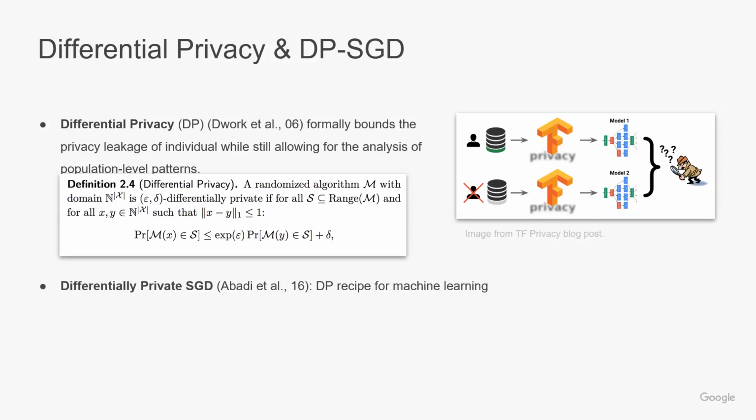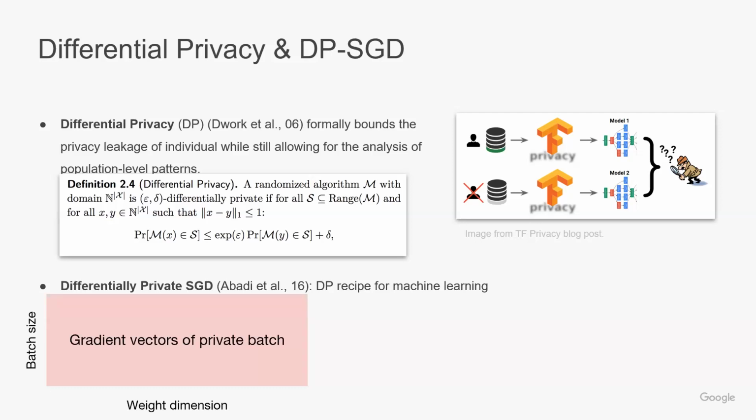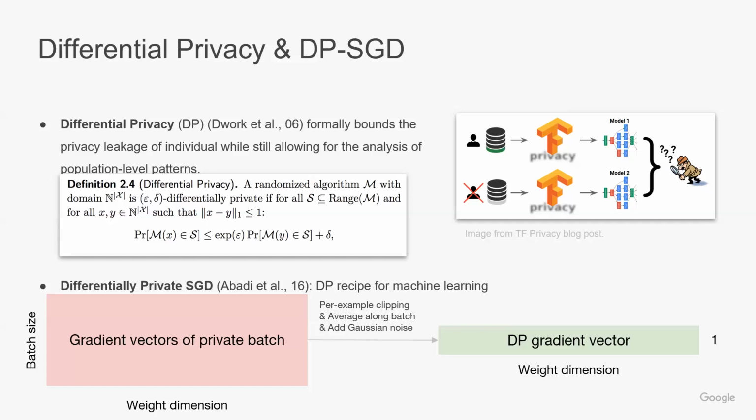For training deep neural networks with DP guarantees, the most widely used recipe is differentially private SGD. Given a batch of gradients at each training step, DP-SGD will first clip the per-example gradient contribution, then average the clipped gradients, and finally add calibrated Gaussian noise to the averaged gradient updates to construct the DP gradients. The DP gradient is then used to update the model.